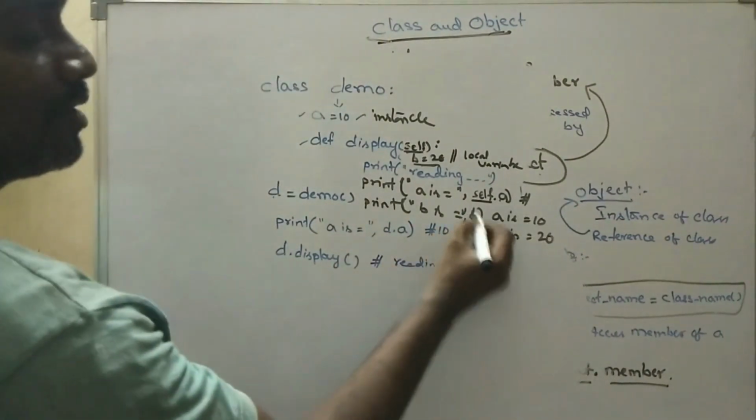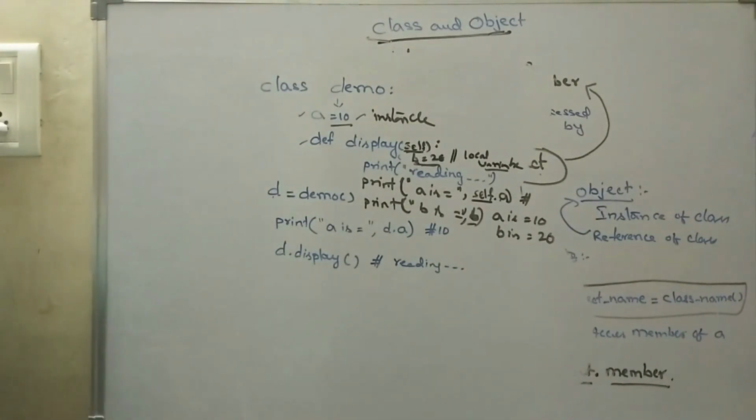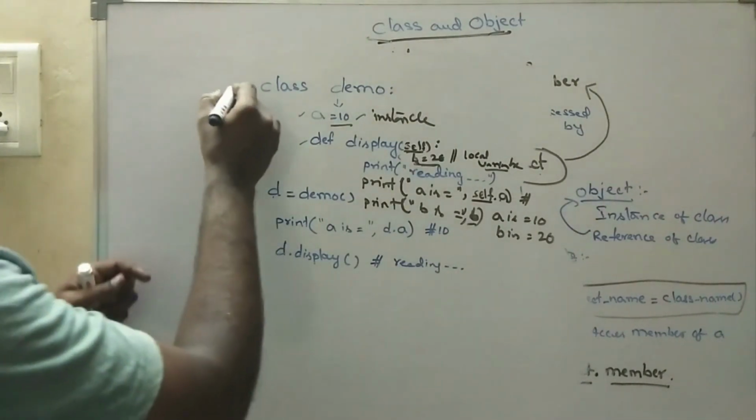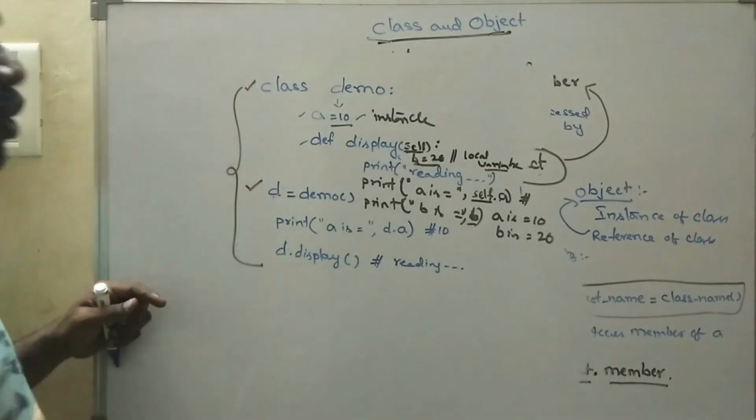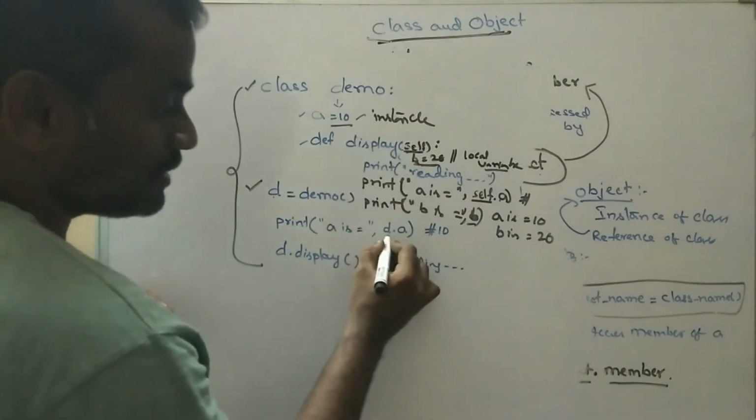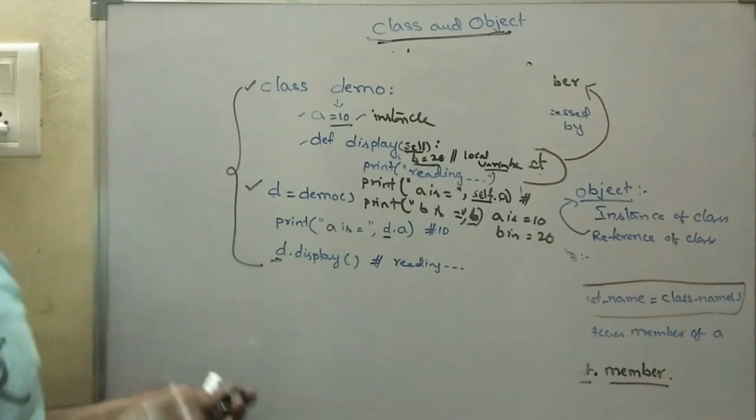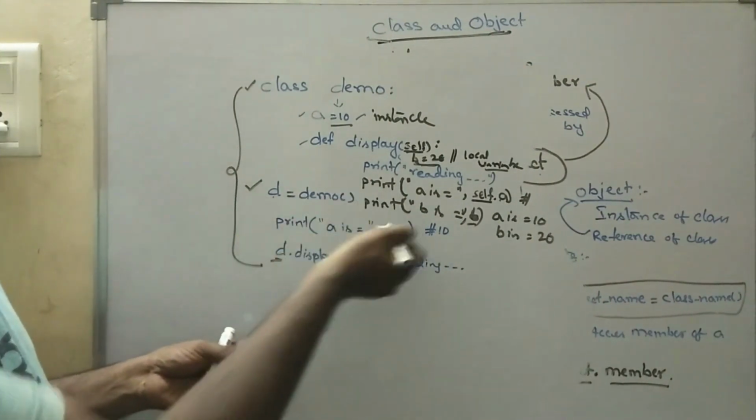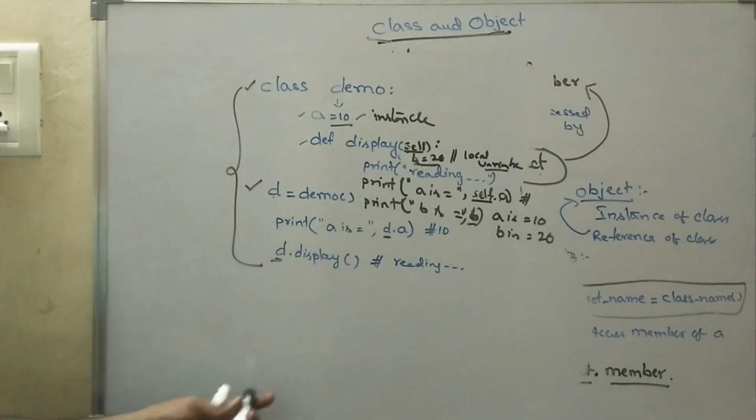There is no need for self here, because b is the local variable and a is the instance variable of the particular class. Clear? This is a simple example of how we can create the class, how we can create the object, and then how we can access the members of the class by using the object. I hope everyone is clear. In continuation of this program, I will execute a sample program; we will see it in the lab session. Thank you.